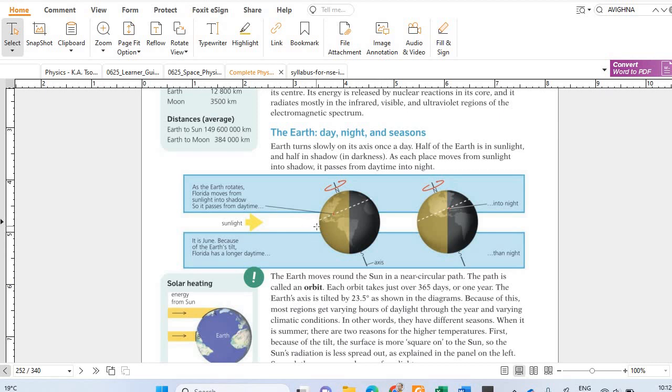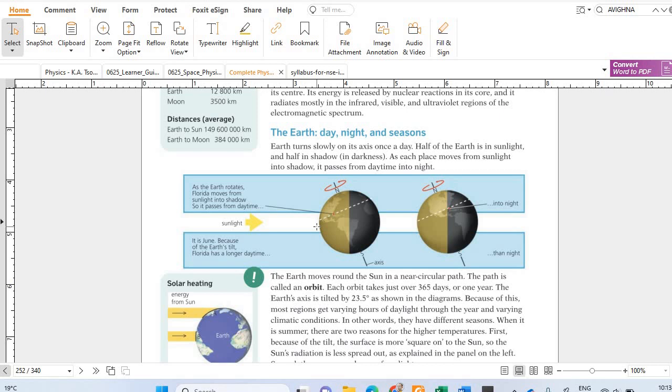And when the Earth is tilted towards the sun, such that the northern hemisphere is closer to the sun, then the days in the northern hemisphere are longer than the nights. So we say that the northern hemisphere is having summer. And we know that summer seasons in India are around June, July. So around June, July, the northern hemisphere has summer. And we know India is in the northern hemisphere.